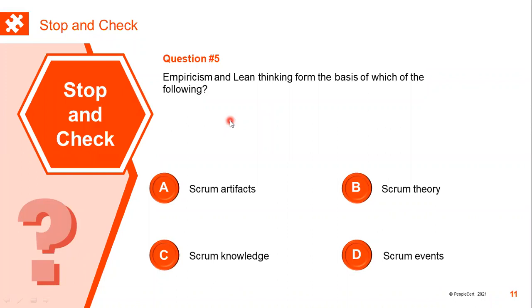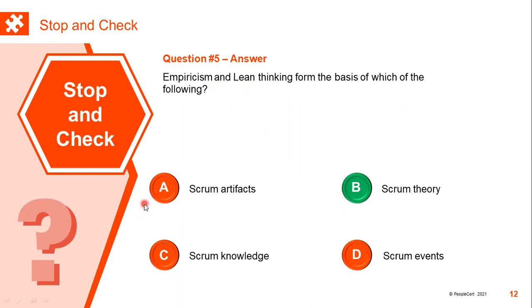Let us practice a few exam type of questions before completing this module. The first question is number 5. Empiricism and lean thinking form the basis of which of the following? Scrum artifacts, or Scrum theory, or Scrum knowledge, or Scrum events? The correct answer would be Scrum theory, which is based on empiricism or observation and lean thinking, reduction of waste.